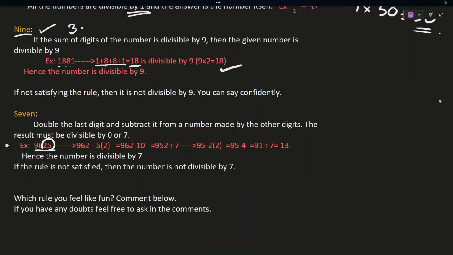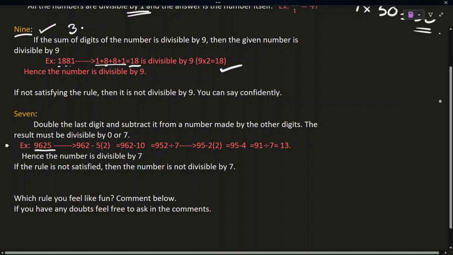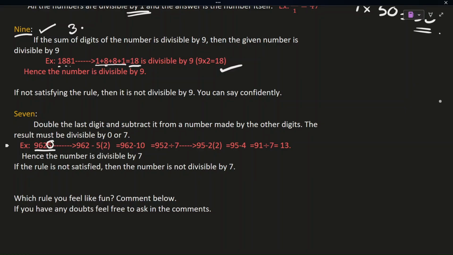In 9625, you take only the last digit, 5, and double it. The remaining number is 962, you keep it here. This 5 alone you double: 5 2s are 10. So 962 minus 10 is equal to 952.